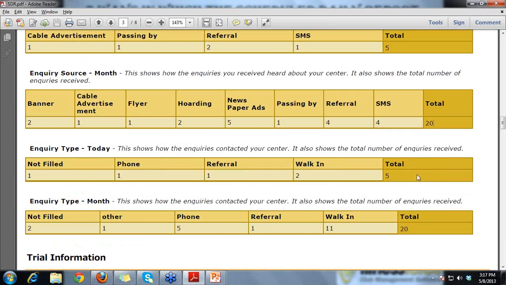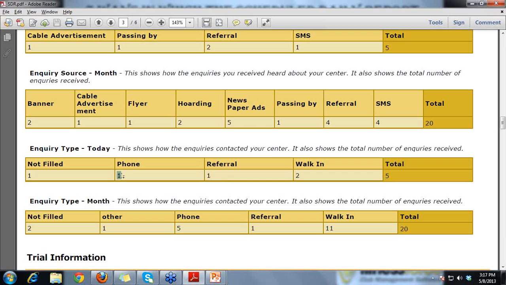Next is inquiry type. Now out of all the 5 inquiries you received yesterday, only 2 were walk-in inquiries, 1 was of course referral, and 1 was a phone inquiry. So you get to know on a daily basis how many inquiries you are receiving and what is the mode of contact the client is using while contacting you.